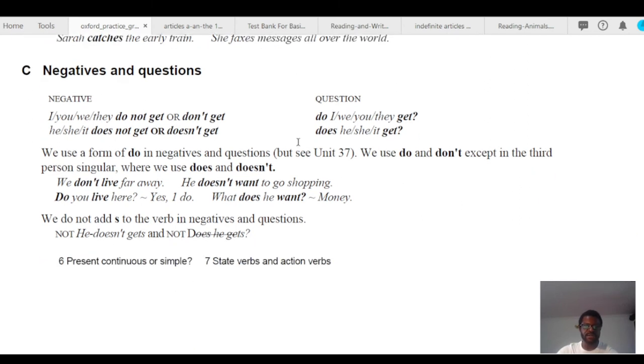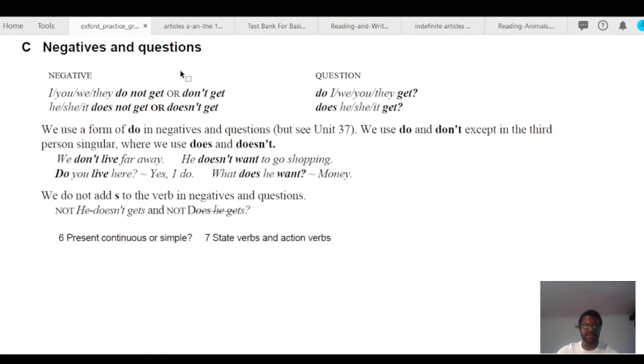Then don't forget your negatives and questions, where verb forms change. Say I, you, we, they, do not get, because of this not, that is what makes it negative, or don't get. He, she, it, we use what? Does not or doesn't. Okay, then when it is a question, we start it with do.